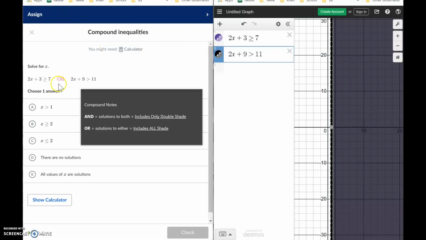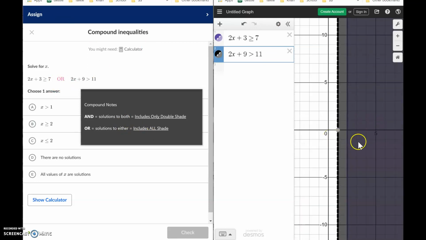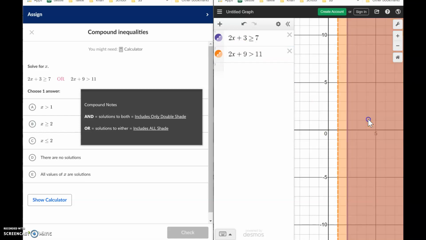Here we got an or, so we're trying to again match up all the shade. Since the black shade already covers the blue shade, I'm going to switch black to a different color. Since the orange shade already covers the purple shade, it's almost irrelevant. So we're just really trying to match up the orange shade. We want it to start at 1, we want it to be a dashed line, and we want it to be shaded to the right.